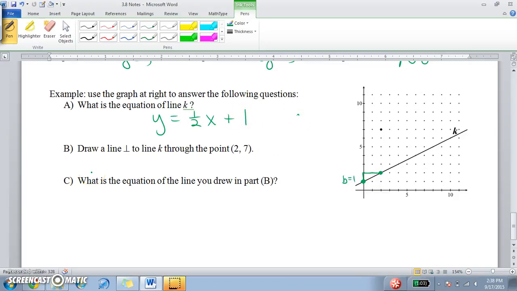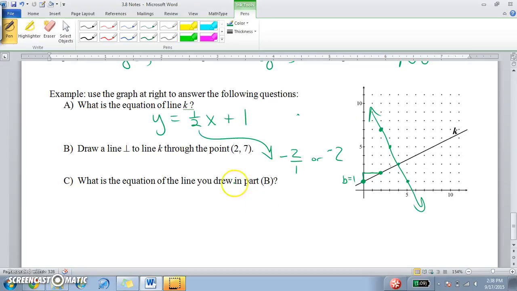Now it says draw a line perpendicular to K through the point 2, 7. So let's figure out where the point 2, 7 is. It's marked here already on the graph. So I need to draw a line through that point, and it needs to have a slope that is the opposite reciprocal of 1 over 2, because it needs to be perpendicular to K. So the opposite reciprocal of 1 over 2 would be negative 2 over 1, or just negative 2. So if I use a slope of negative 2 and this point right here, negative 2 means down 2 and to the right 1. Down 2 to the right 1, down 2 to the right 1. So this would be my line.